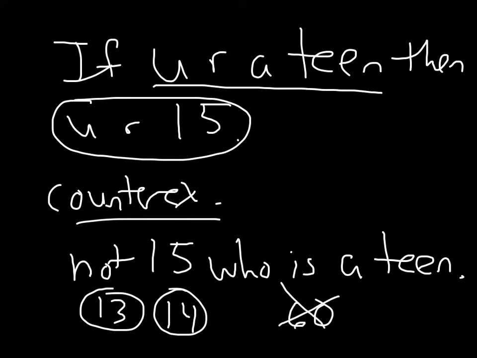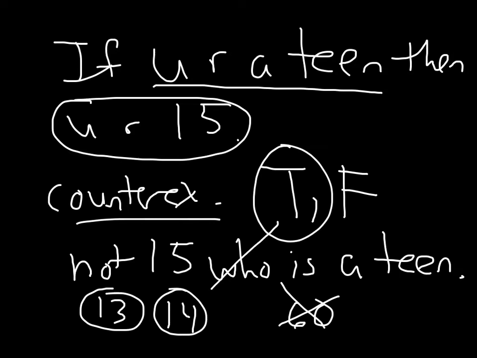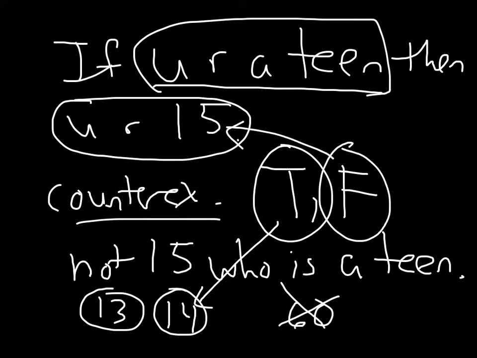Once again, what's a counterexample? It's one specific thing where the hypothesis is true. So it's like the 14-year-old. So a 14-year-old is a teen, so that works. But where the conclusion is not true. So a 14-year-old, of course, is not a 15-year-old, so it is true-false. So a 14-year-old is a good example for a counterexample.